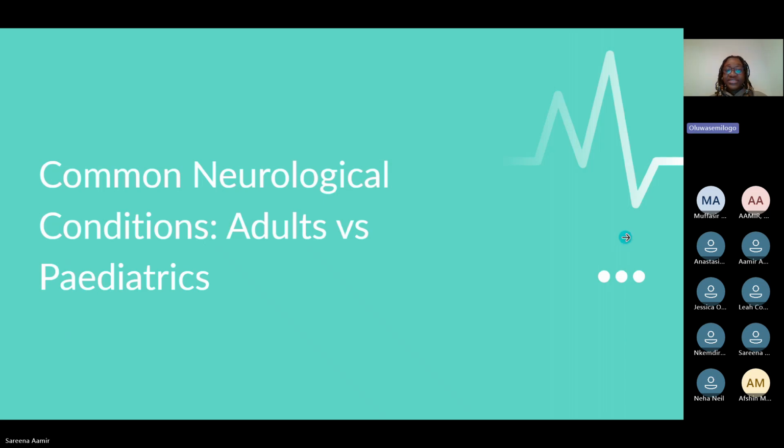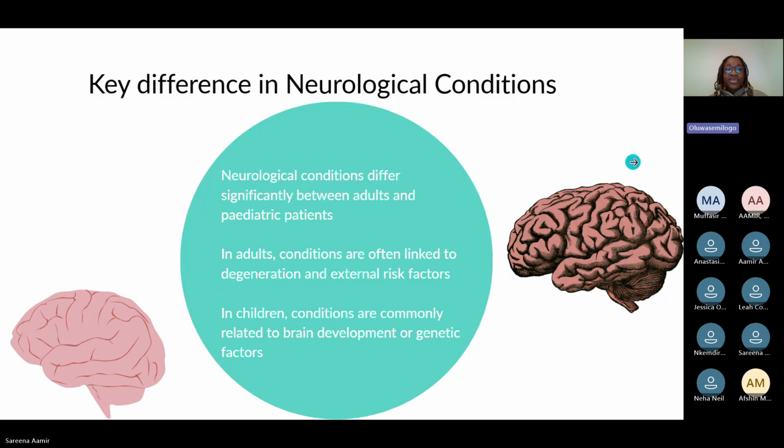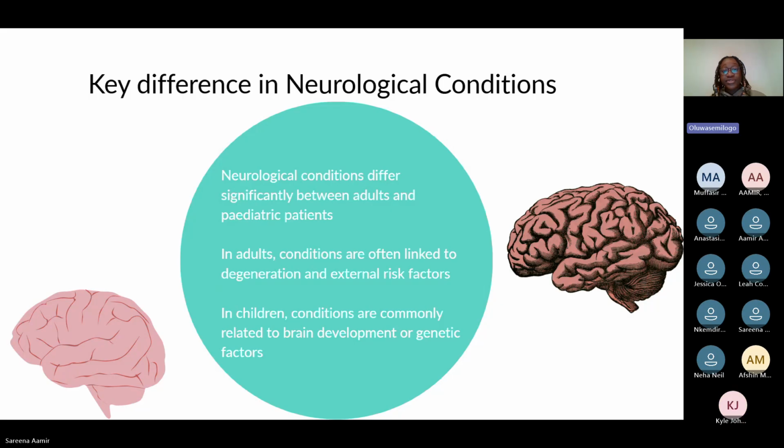Common neurological conditions in adults and pediatrics. Key differences in neurological conditions can differ significantly between adults and pediatric patients. In adults, conditions are often linked to degeneration and external risk factors, and in children, conditions are commonly related to brain development or genetic factors.